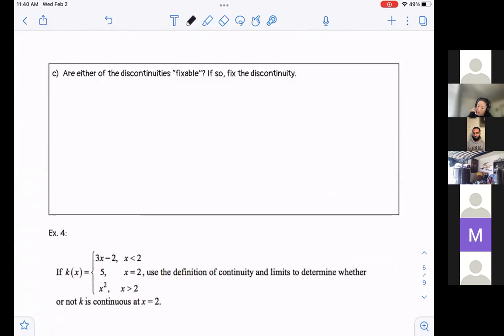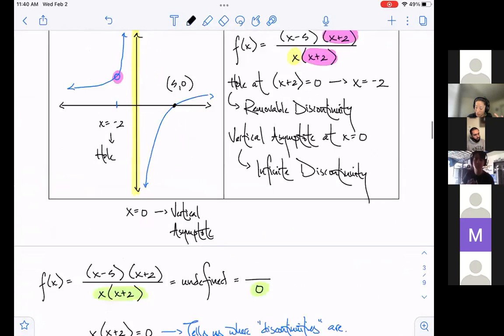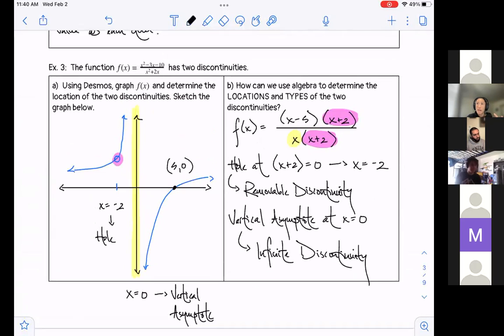So there's a short follow-up question to this, and that is, are either of the discontinuities fixable? In other words, if we go back up to our picture for a moment, is there anything that you can patch up? Can you make it better? Can you make it continuous? Didn't we just do that with canceling the x plus 2?